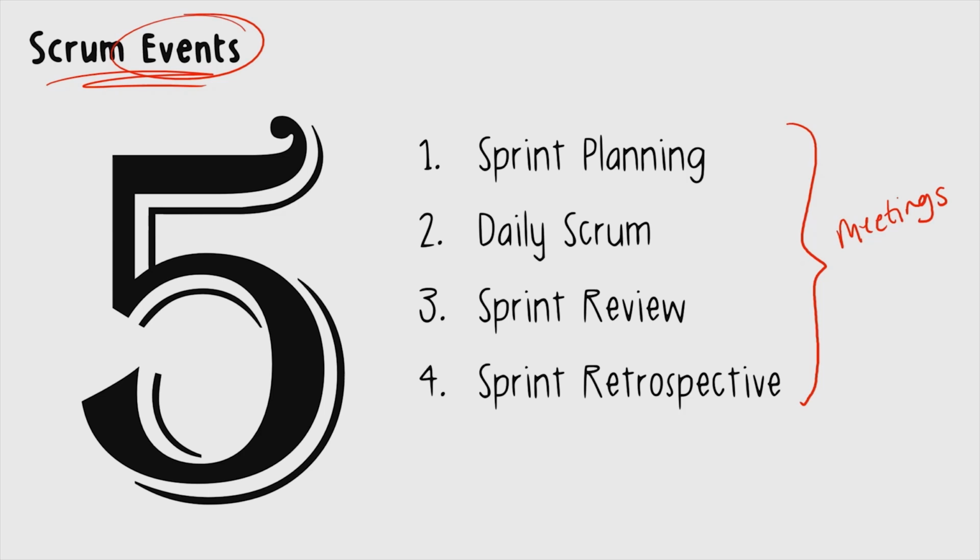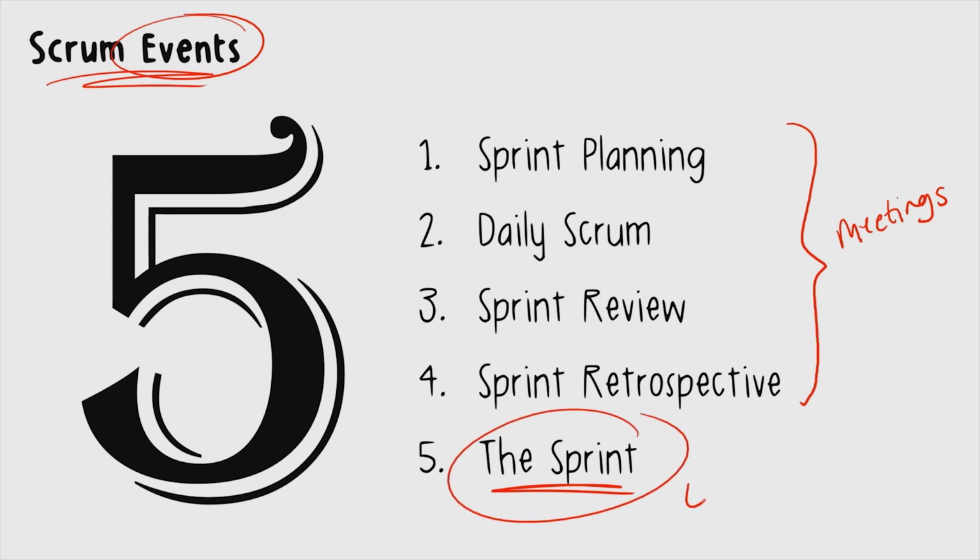But it's the 5th one that sometimes people forget, and that is the sprint itself. So I think that's why we define these as Scrum events rather than just meetings, because I don't think you could call the sprint a meeting, but it is certainly an event. So all of these would be defined as the 5 Scrum events.